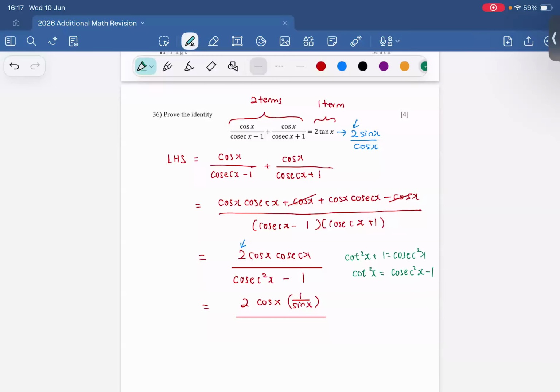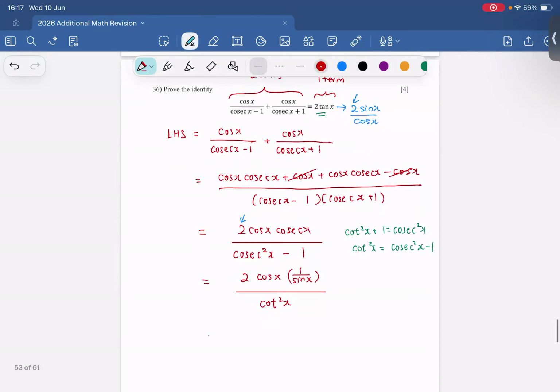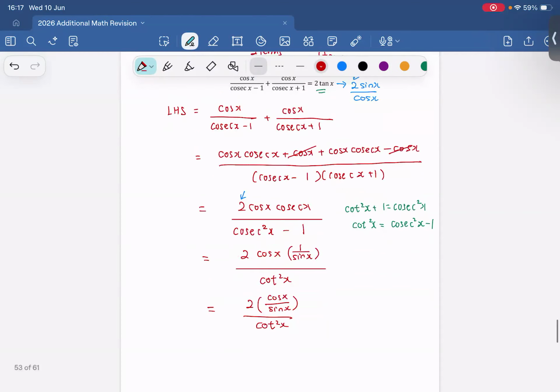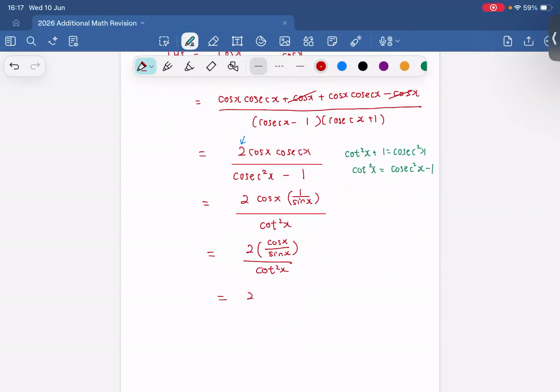So why would I think of cotangent also? Because it is tangent. So cotangent and tangent are related. If I change it to cotangent square, I'm moving one step closer to what they want. Then you can see this is actually 2 times cosine x over sine x. And what is cosine x over sine x? Cosine x over sine x is just cotangent x.